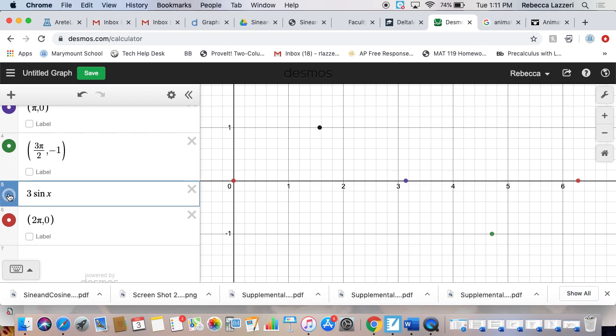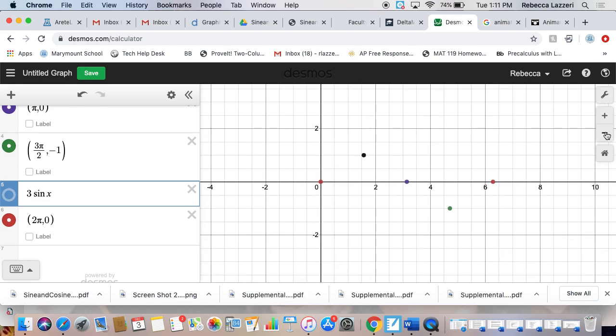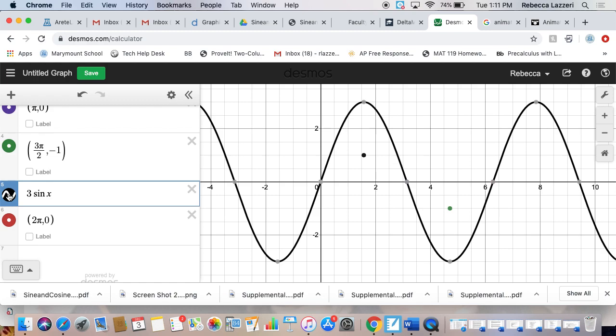So watch 3 sine x. Let me change this and zoom out. Okay, you ready? Watch what happens to the 3. This dot right here was at 1. Now where's that dot? At 3. This dot was at negative 1. Where's that dot? Negative 3. The zeros are still the same.